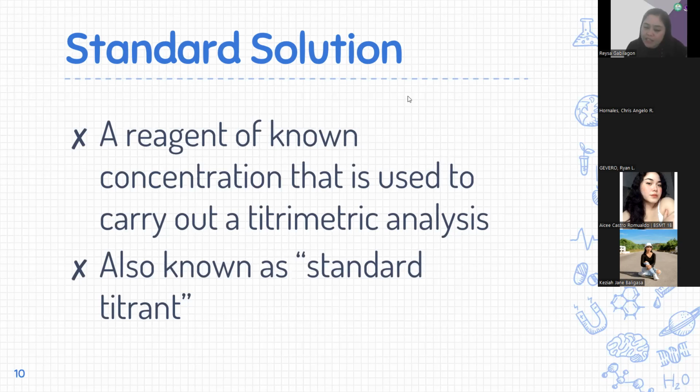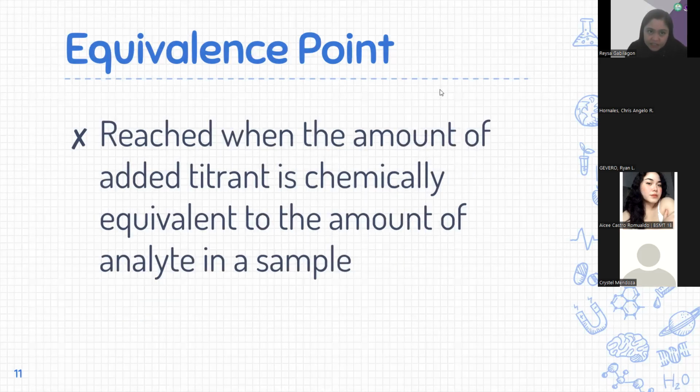For sodium hydroxide in that experiment, we did not have a standard solution because we used a primary standard, in which I will also explain what a primary standard is later.